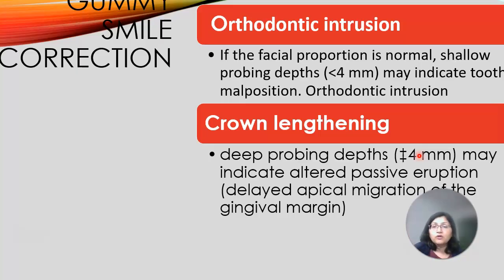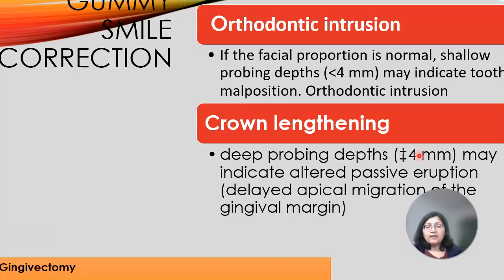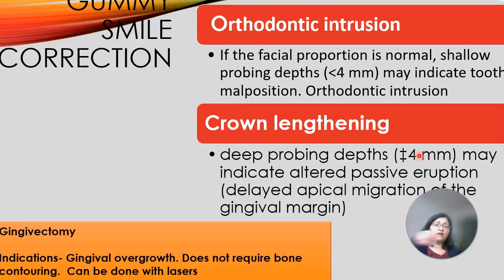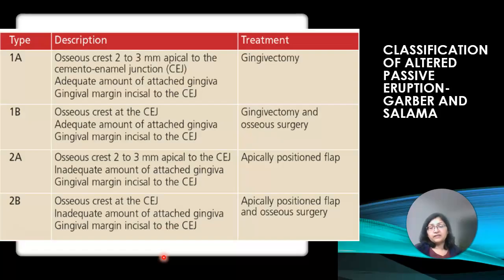Do you need orthodontic intrusion? Do you need crown lengthening? And another is gingivectomy. So one is ortho, one is crown lengthening, which is basically, will you do any reduction of the bone or not? And one is gingivectomy, where you do not require any bone contouring. What is the criteria? So there is a classification by Garber and Salama, where you have this whole criteria of when to decide when you need gingivectomy only.